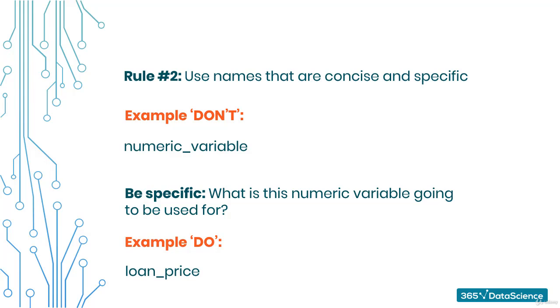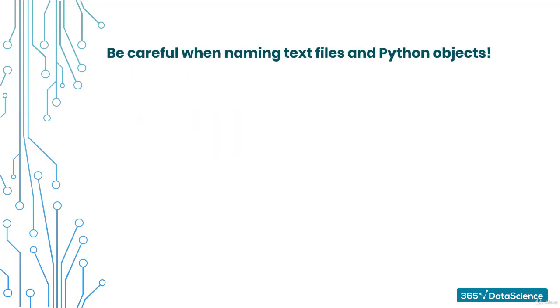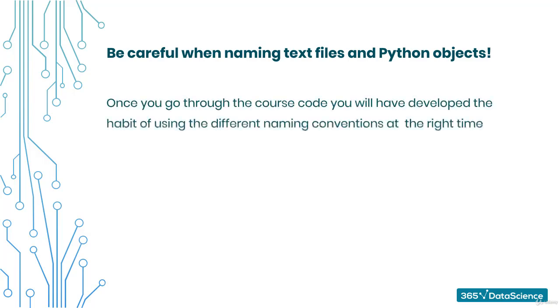What is important to take away from this note is to be careful when naming text files and Python objects. We will pay attention to this ourselves throughout the entire course code. This way, we can be sure that once you go through it, you will have developed the habit of using the different naming conventions at the right time.